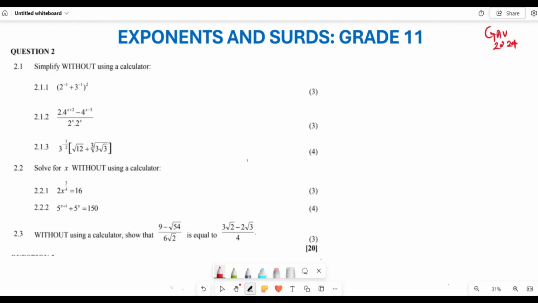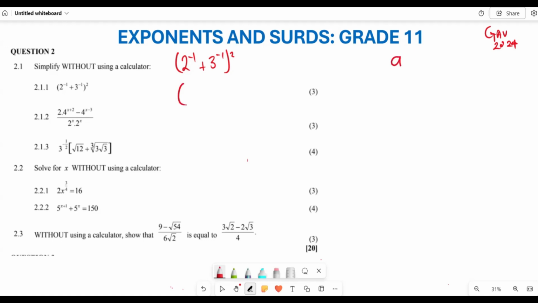Now let's see what we were supposed to do here. Let's look at the first one. Can you see that you are given 2 to the power of negative 1 plus 3 to the power of negative 1, all squared? What is the first thing we can do? We can start by writing these negative exponents as positive exponents. How do you do that?